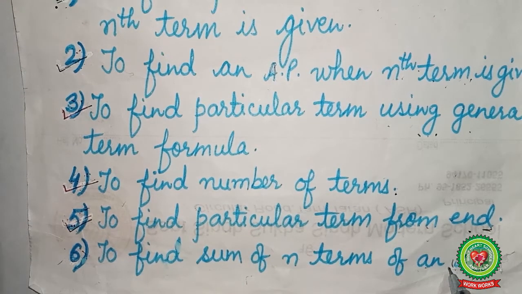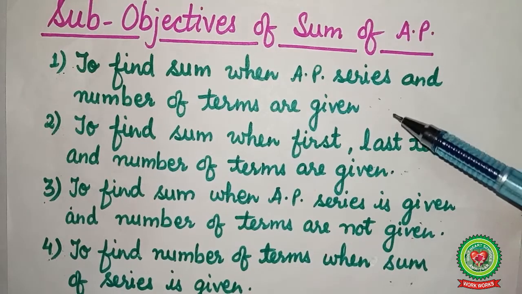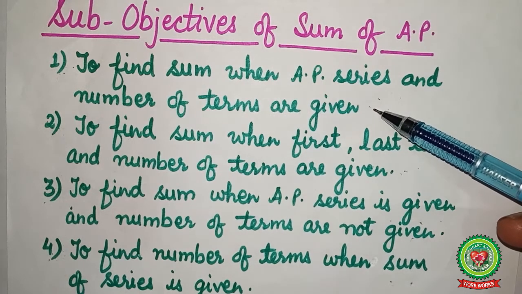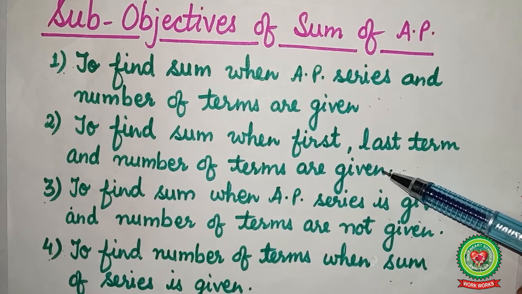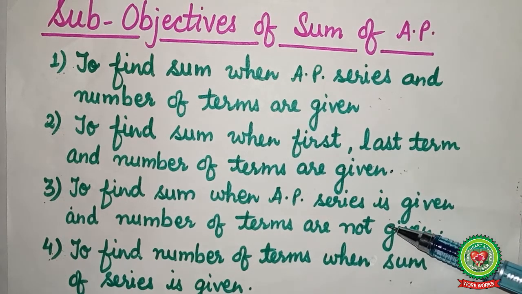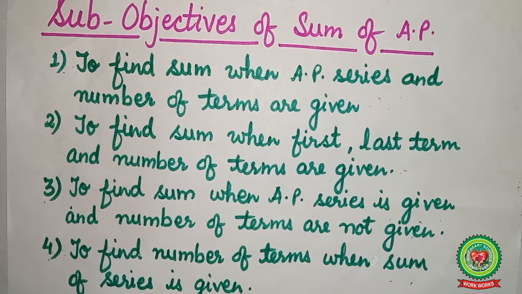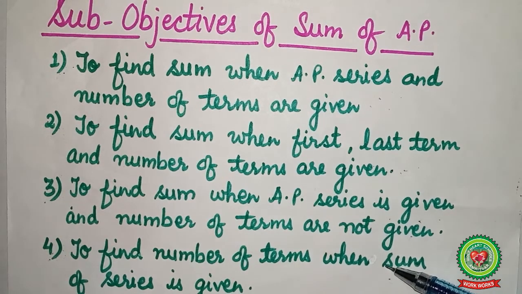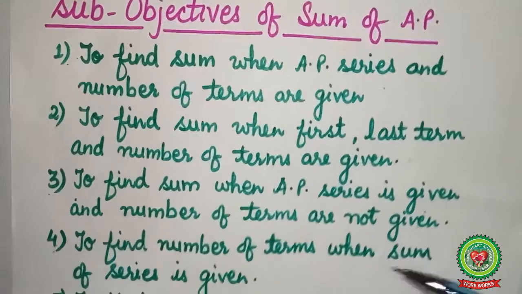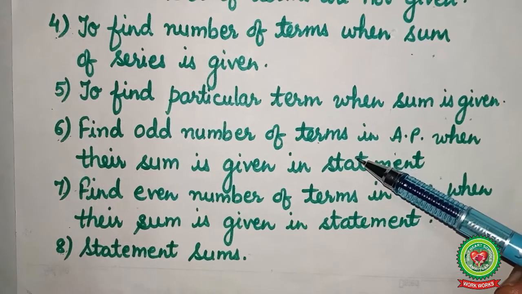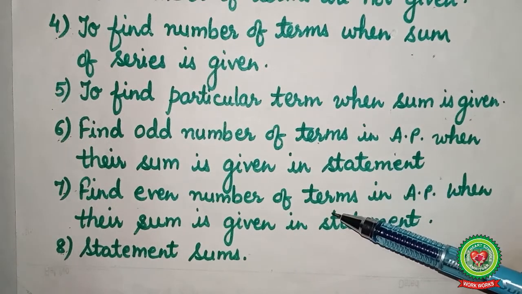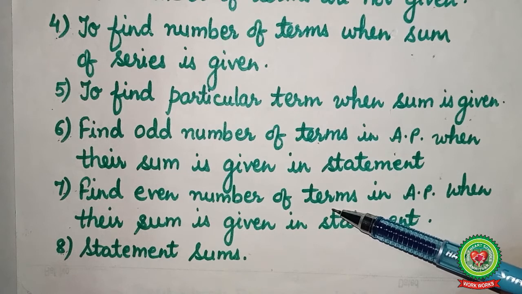And under this objective, we have completed subtopics also. That is, first, to find sum when AP series and number of terms are given. Second, when first term, last term and number of terms are given. Third, when AP series is given and number of terms are not given. Then fourth, to find the number of terms when the sum of the series is given. Then we have done sixth and seventh, that is the selection of odd number of terms in AP and selection of even number of terms in an AP.